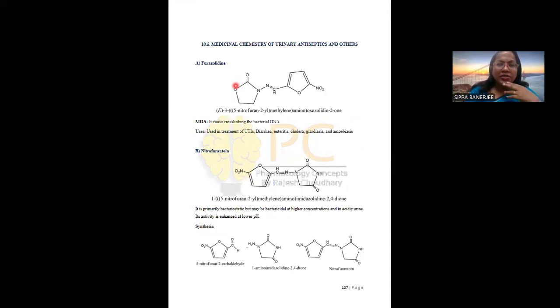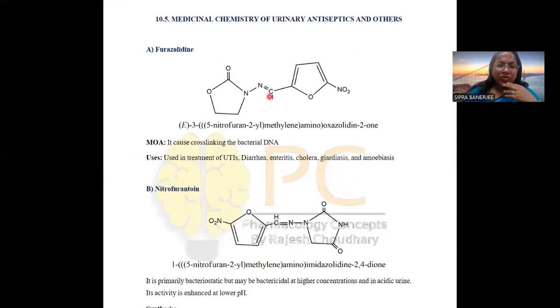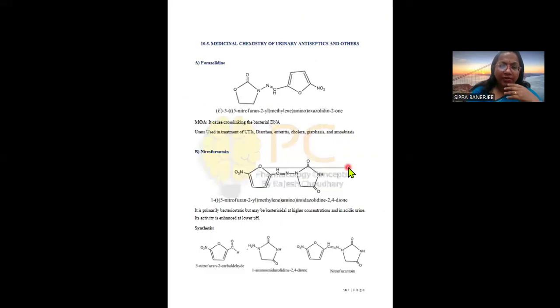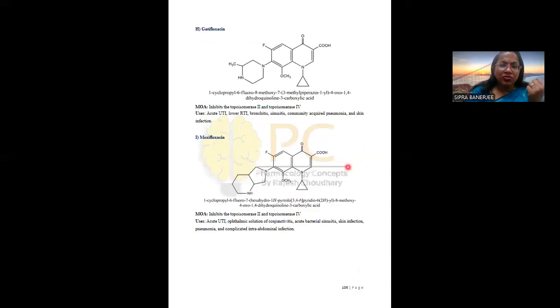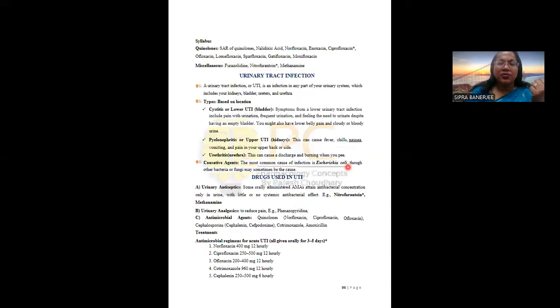Another medicinal compound group is furazolidone and nitrofurantoin. This is another type of compound, a five-membered ring containing nitrogen and furan, that is nitrofuran. It is an important drug, very effective. Now methenamine, that is like hexamine. These were the drugs used for urinary tract infection, and you have to study the structures very well.